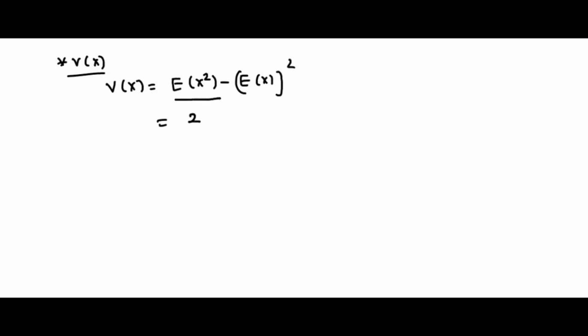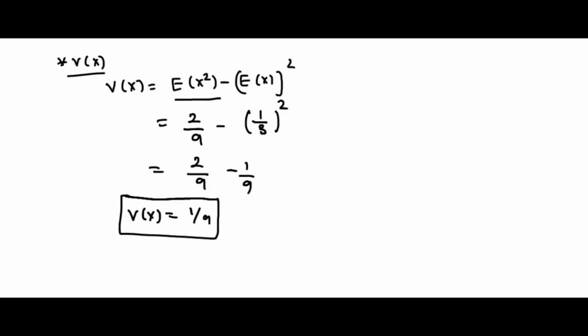What is the next step? We find the variance of x. We know the variance of x is the expected value of x square minus the expected value of x whole square. We know the expected value of x square, and also we know the expected value of x, that is 1 by 3 whole square. Therefore if you simplify this, we get 2 by 9 minus 1 by 9. The denominator is the same, we can subtract the numerators: 2 minus 1 is 1. So this is called the variance of x. So variance of x equals 1 by 9.